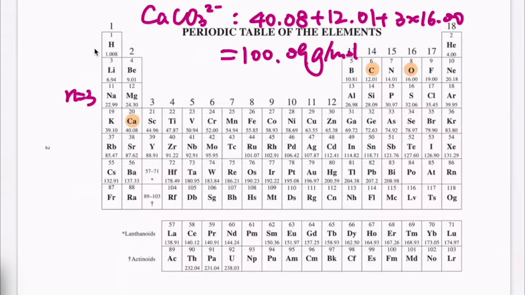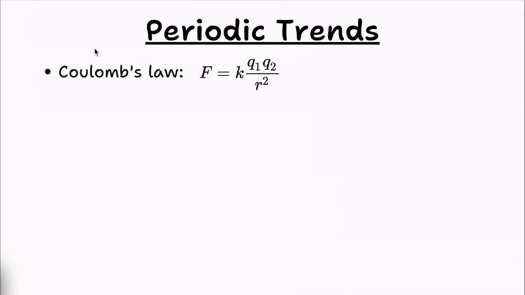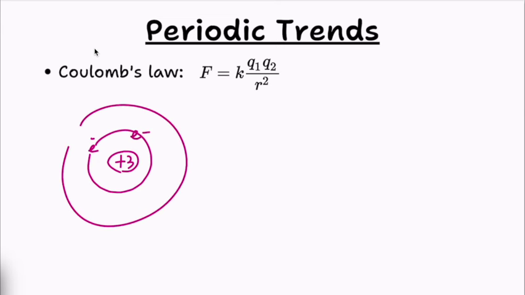So let's say I'm going to compare lithium and beryllium. Lithium carries the charge of +3. It has 2 electrons on the first shell, and 1 electron on the second shell.